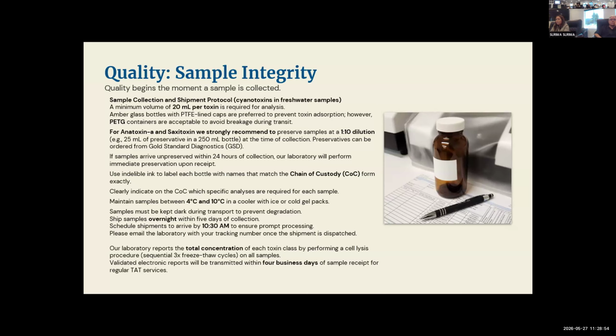Upon receipt, and this is very important, we apply a strict protocol. We verify that temperatures are below 10 degrees Celsius and cross-check every label with the chain of custody to eliminate discrepancies. Our laboratory reports the total concentration of each toxin by performing a cell lysis procedure on all samples. And validated reports will be transmitted within 4 business days of sample receipt for regular turnaround times, but we do also offer other turnaround time services.